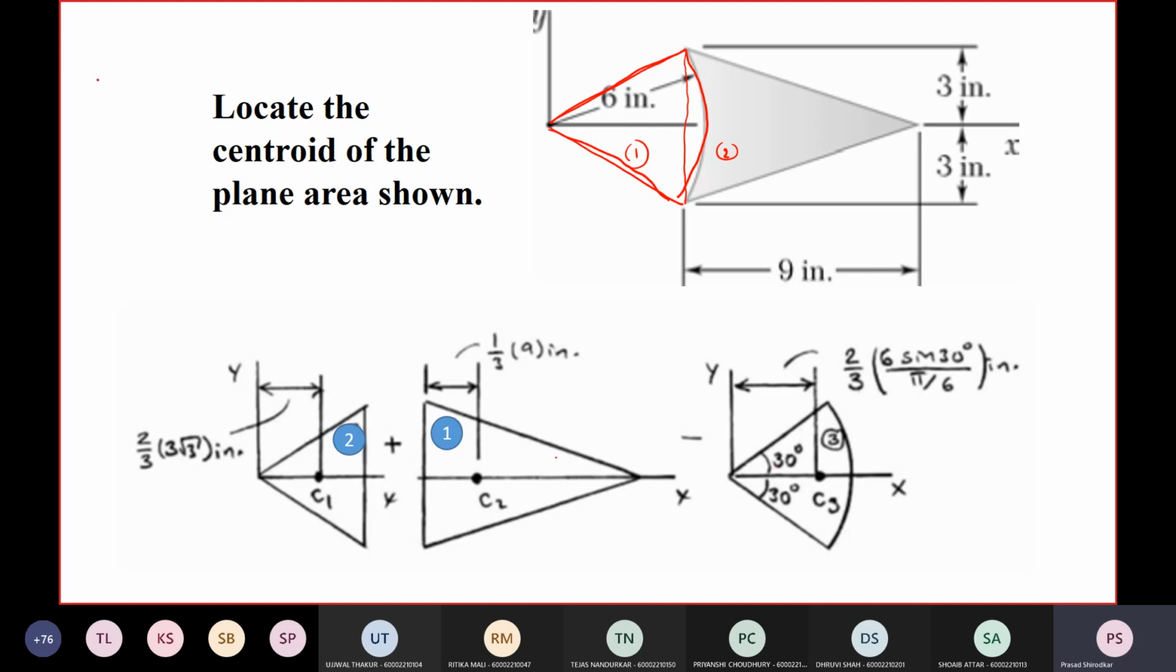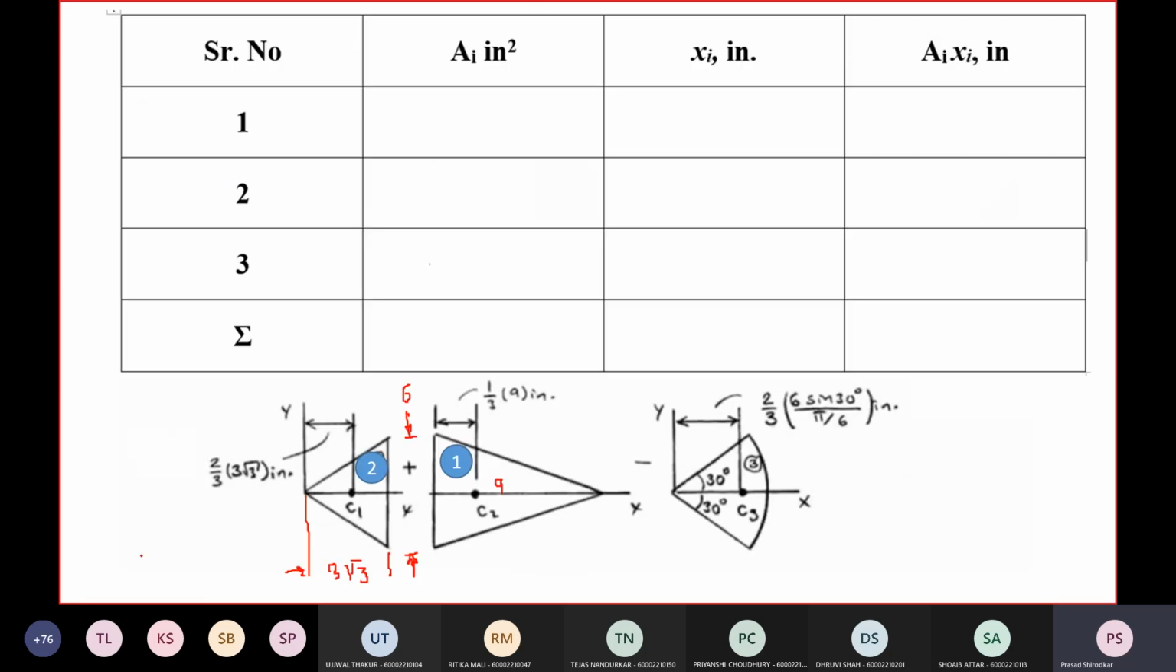Now this is symmetrical, so y bar will be 0 since the axis is passing through the axis of symmetry. So we don't really need to calculate y bar, and we directly go for the x bar. Let's do the calculation one by one. Right, so dimensions are there.